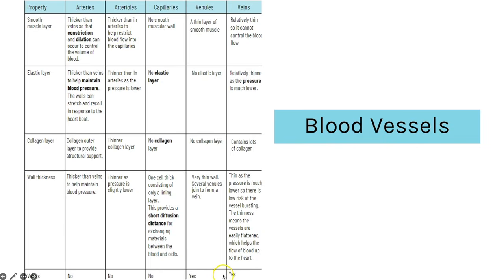And then lastly, valves. You only have these in the venules and veins, and that's to prevent the backflow of blood. There's lower pressure in the venules and veins, and that's why they need these valves to prevent the backflow.